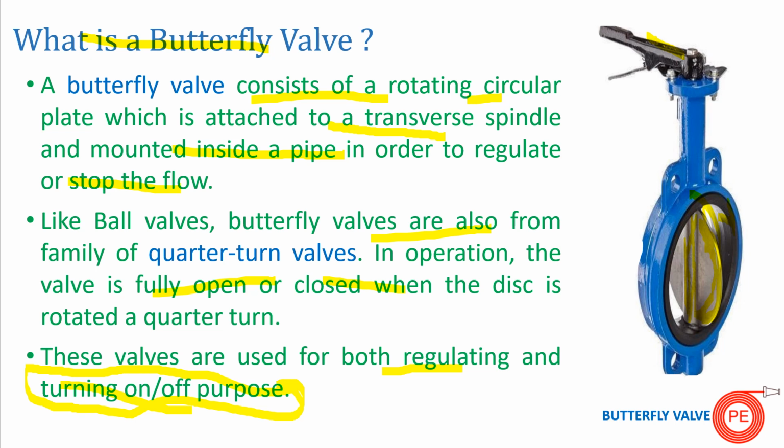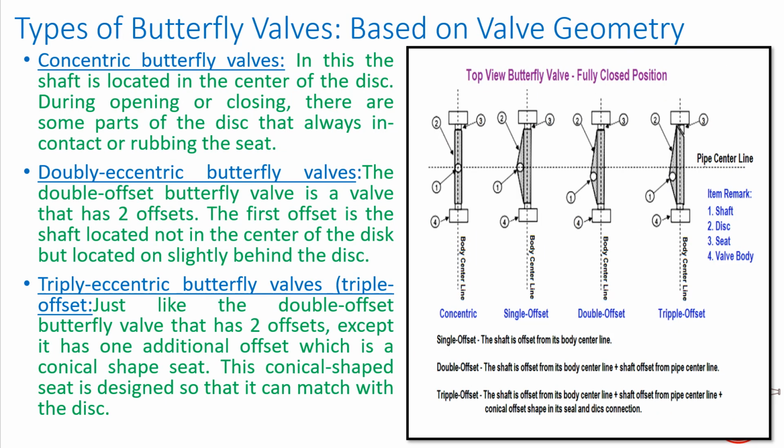So moving on to the next. What are the different types of butterfly valves? Let me tell you, depending upon your use and the requirement in the industry, butterfly valves are selected. Depending upon how much leakage you want and the criticality of the process, we select a butterfly valve. The first type of categorization is based on the valve geometry, that is, how a valve is made. First is the concentric butterfly valve, second is the double eccentric butterfly valve, and next is the triple eccentric butterfly valve.